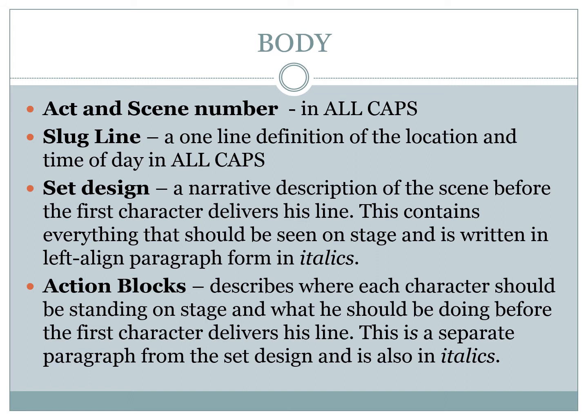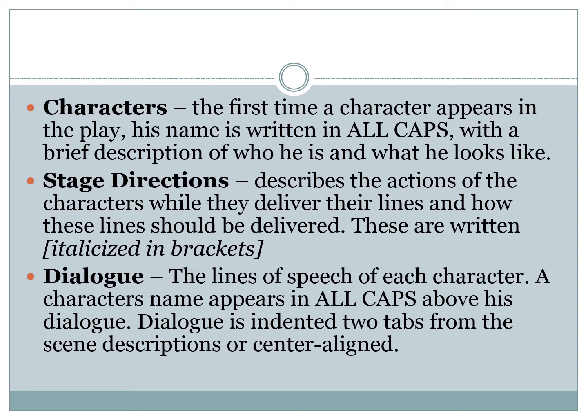And action blocks, which describe where each character should be standing on stage and what he should be doing before the first character delivers his line. This is a separate paragraph from the set design and is also in italics. Also included are the characters. The first time a character appears in a play, his name is written in all caps, with a brief description of who he is and what he looks like.